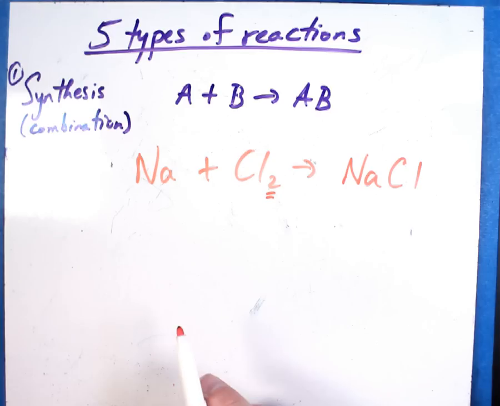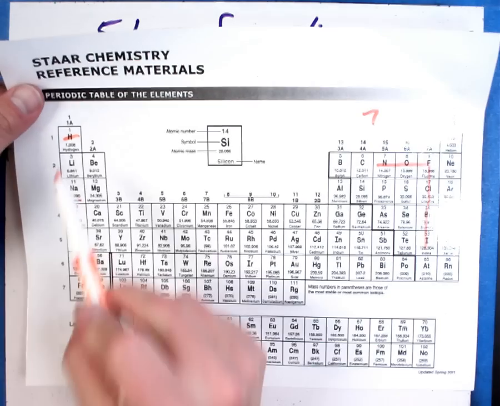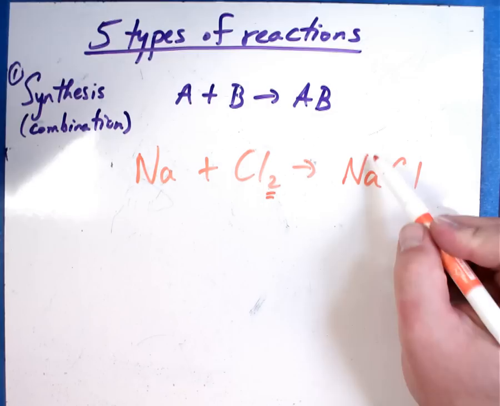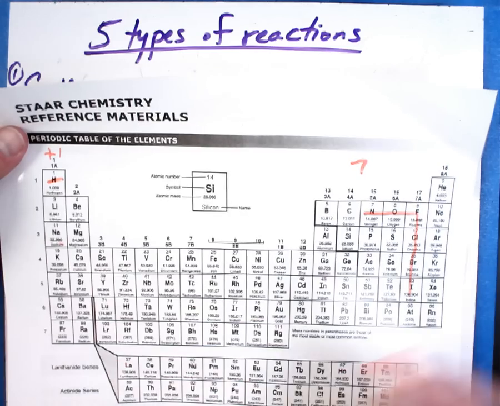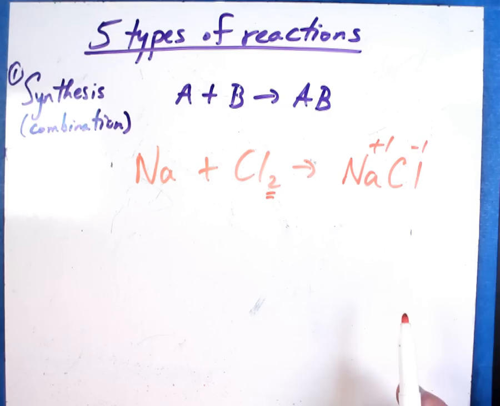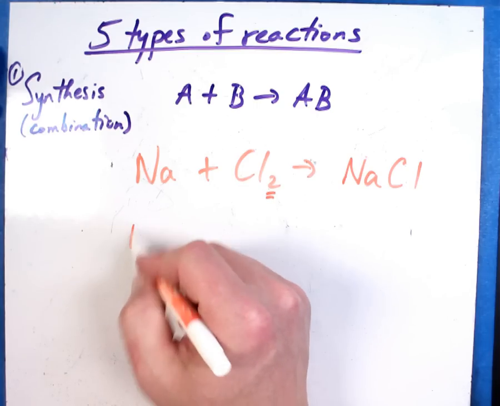When you look at the chart, sodium is in the first column, which is plus 1. And if you look at your periodic table, chlorine's right here, which is in the negative 1 column. They're supposed to equal 0. Plus 1 and minus 1 do equal 0, so that's the correct formula. That's a synthesis reaction. So what would you do if you had one like this?